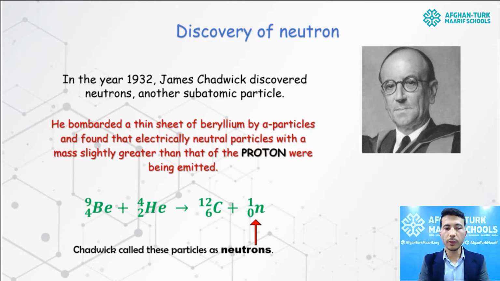Chadwick called this particle neutron. So this was the third subatomic particle which had no charge, and its mass was equal to, or near to, the mass of proton. So overall, the three most important subatomic particles were discovered until 1932. Let's have a look at what kind of properties these three subatomic particles have.